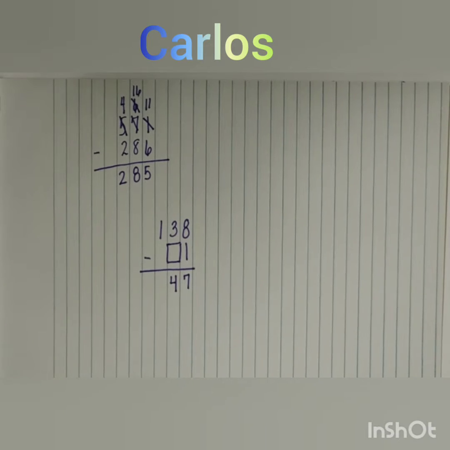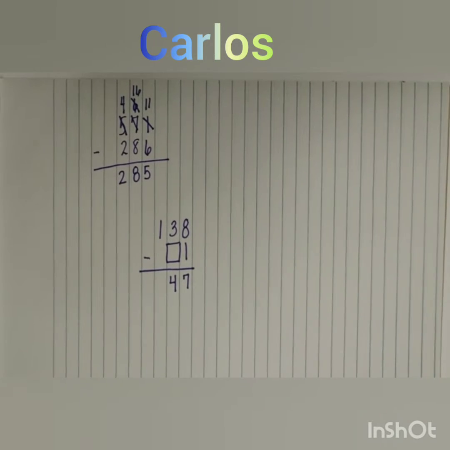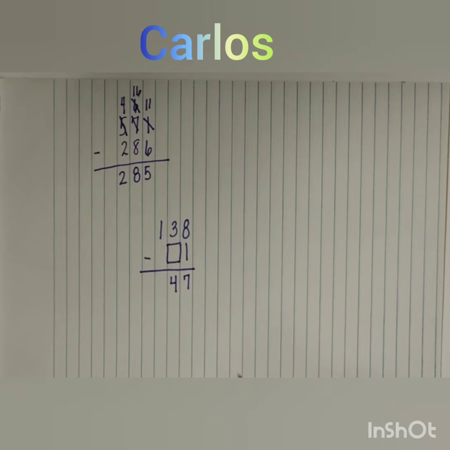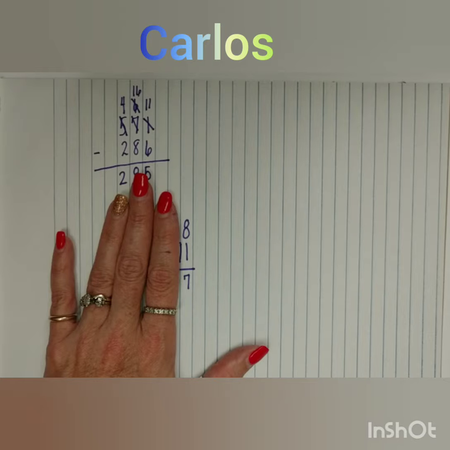All right. So in this particular problem, we have to solve for the missing digit. They already gave us the answer, okay? So what we do is we just work our way through the problem doing what we need to do. Where do we start, Carlos? We start from the ones place. Okay. So 8 minus 1. I don't need to regroup or anything, right?